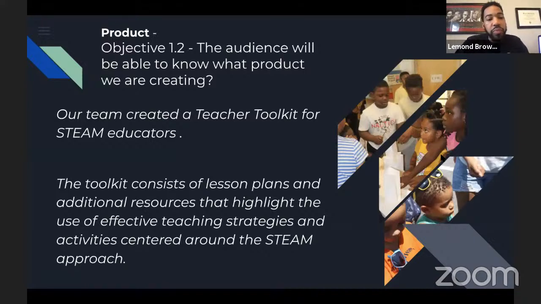Okay, so here I can talk a little bit more about the toolkit, our product, what we created. Now, this teacher toolkit is specifically for STEAM educators. That means that it's not for math teachers. It's not for science teachers. Okay, it's for STEAM educators. Now, you may be wondering what is the difference, but this toolkit consists of lesson plans, additional resources, strategies centered around the STEAM approach.